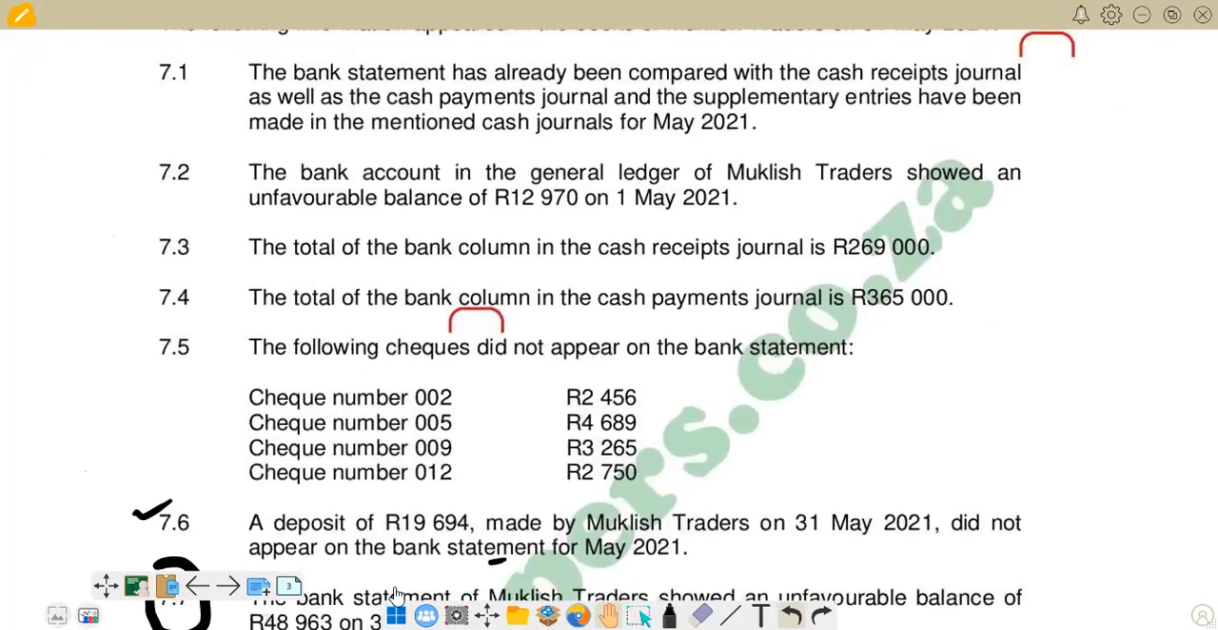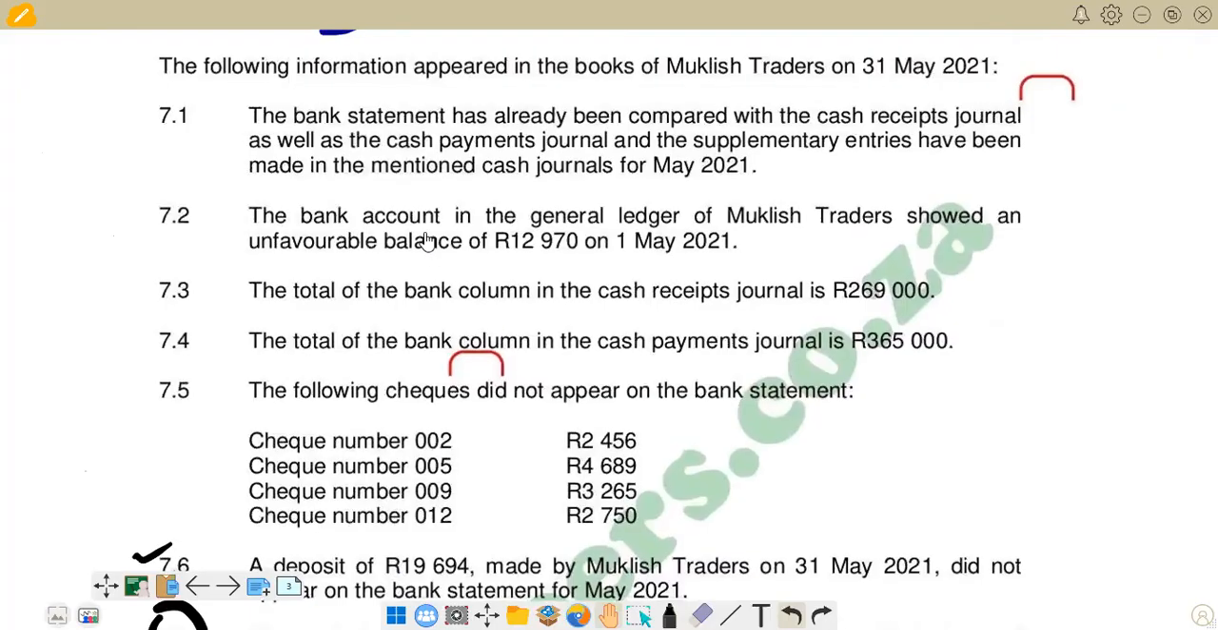You see that at the beginning there, we are told that the bank statement has already been compared with the cash receipts journal as well as the cash payment journal, and the supplementary entries have been made in the mentioned cash journals for May 2021. So this is done. Then we go to the bank account. The general ledger of Mukesh Traders showed an unfavorable balance of 12,970 rands on 1 May 2021. Then we have total of the bank column in the cash receipt journal is 269,000. We are also given for the cash payment journal, and these are the outstanding checks.